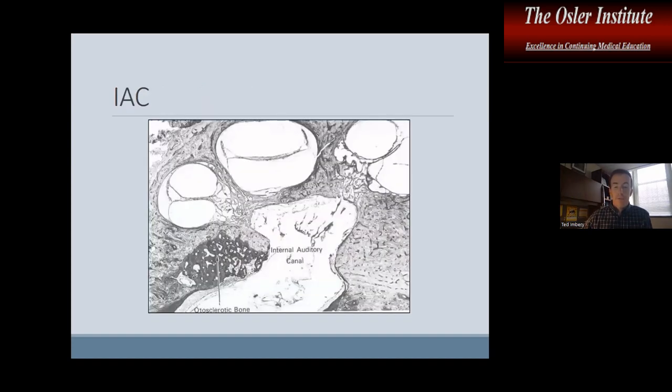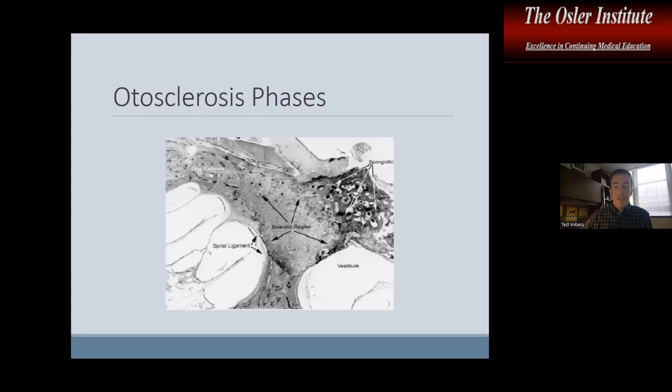Internal auditory canal involvement can be present as well. There's some otosclerotic bone deposition indicated here. You can see that density on the stain. Here's a slide indicating the two different phases: that initial spongiotic phase here, a little bit more vascular on the right, and deep to that, more sclerotic, dense bone. And you can see the vestibule and the adjacent basal turn of the cochlea there.